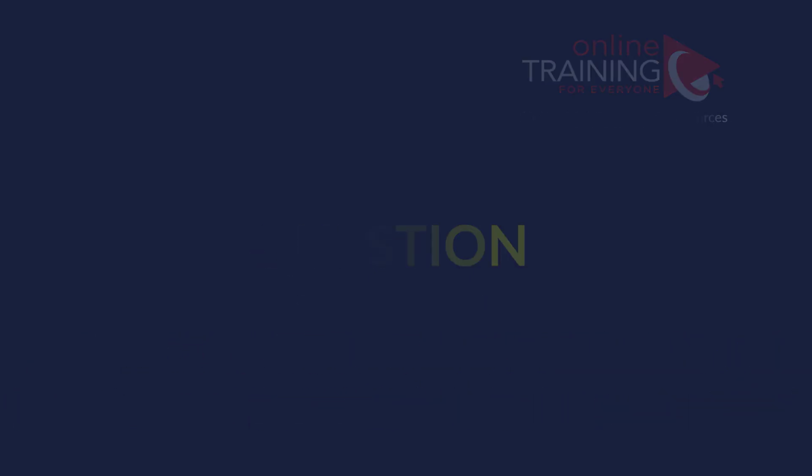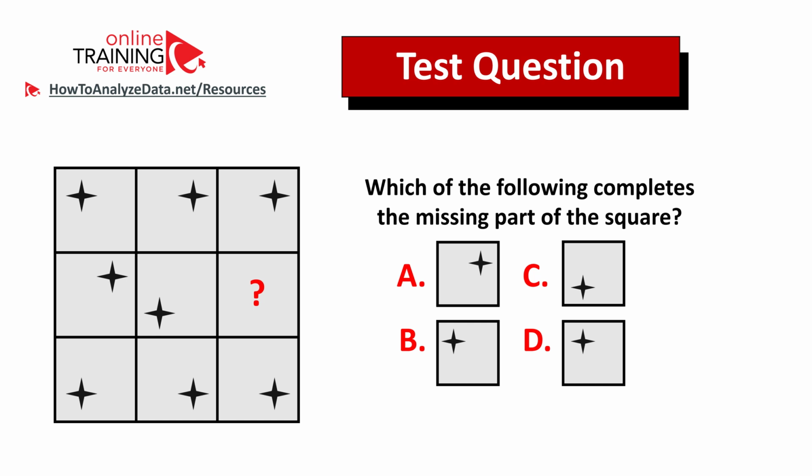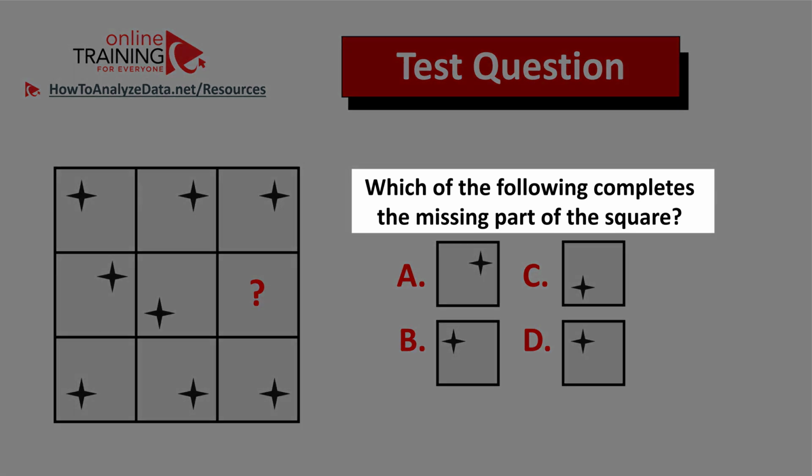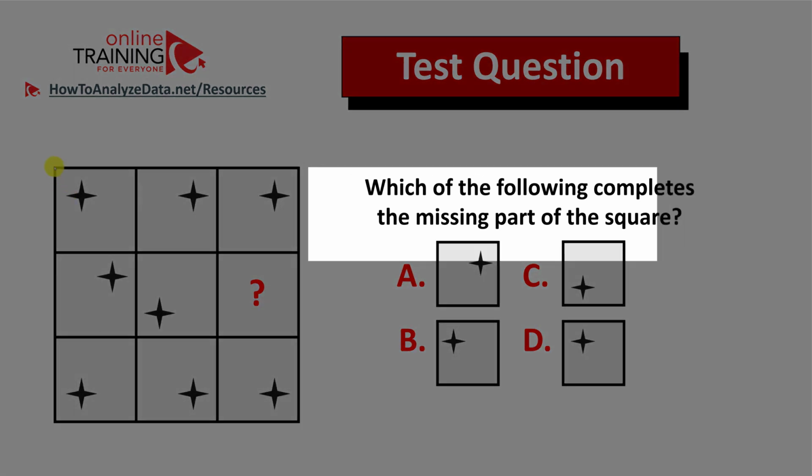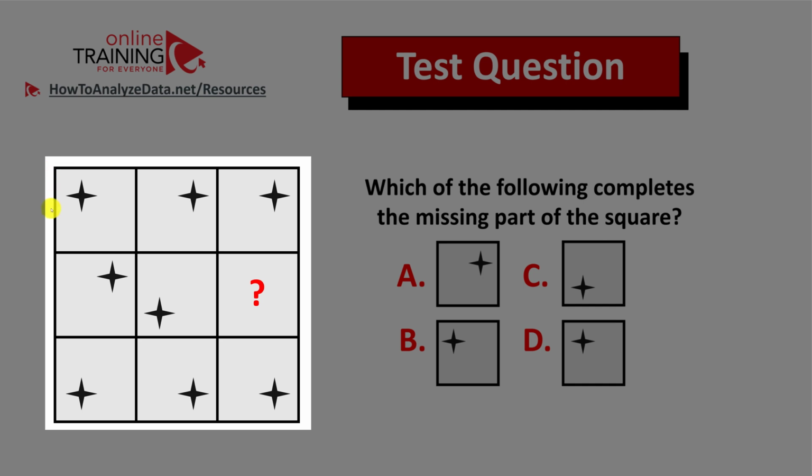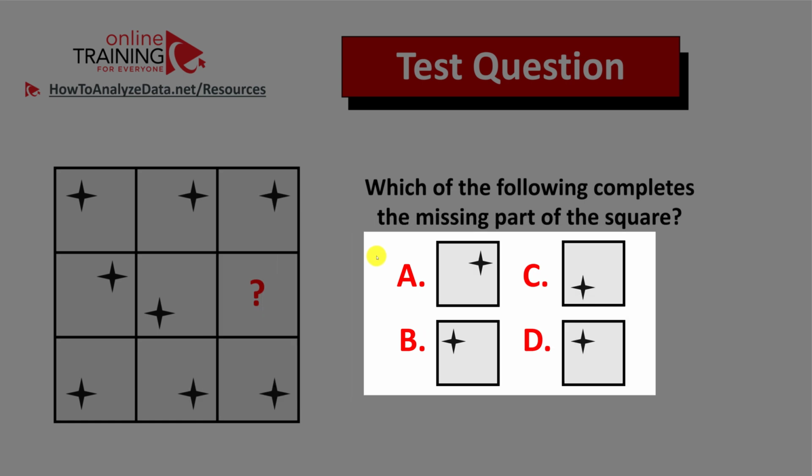Let me share with you a tricky question from the test. Somehow, though, I have confidence that you might figure out the answer. Here's the question. Which of the following completes the missing part of the square? You have a 3 by 3 square, which consists of smaller squares. Each small square has a star, and all stars are in different corners. One small square is missing, and you have 4 different choices to figure out the final answer.